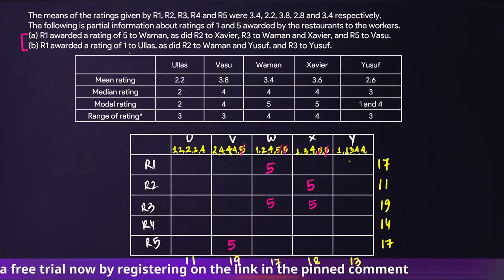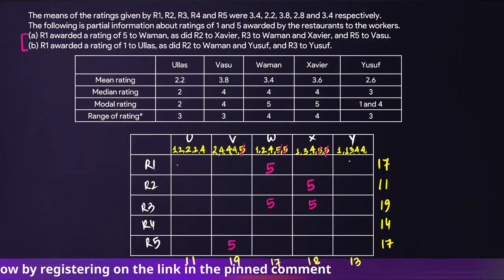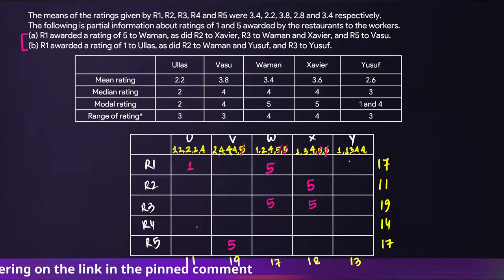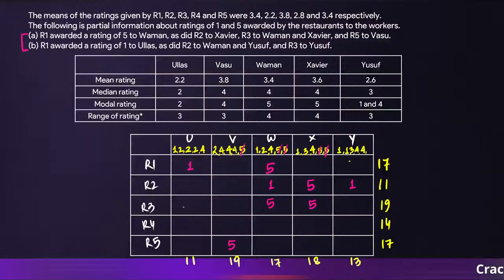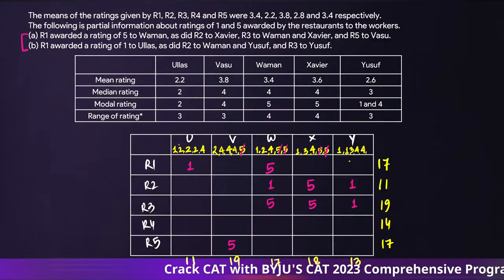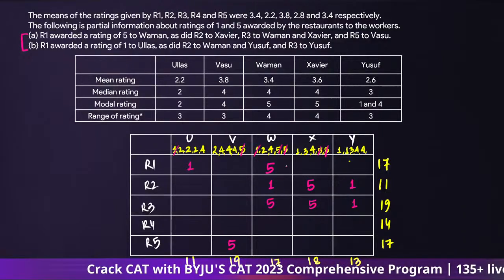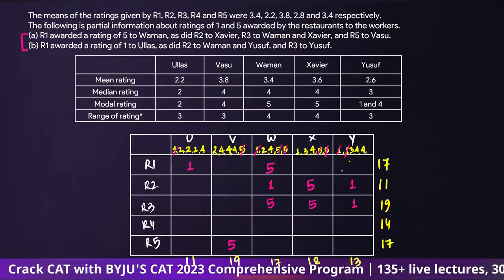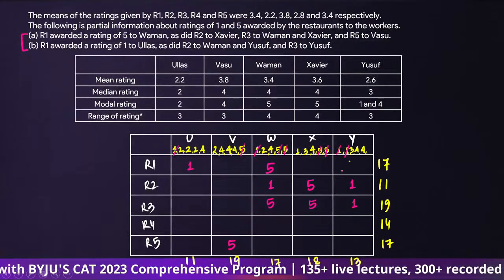Let's look at statement B. R1 awarded a rating of 1 to Ullas, as did R2 to Vaman and Yusuf, and R3 to Yusuf. So, हमें ये partial information हमें पता है. So that would mean this one is taken from here, this one is taken from here, and the 2 ones are taken from here. Okay.